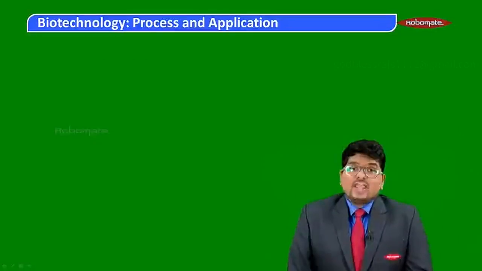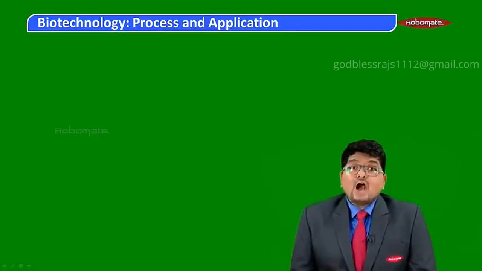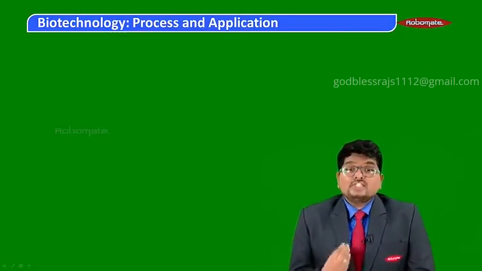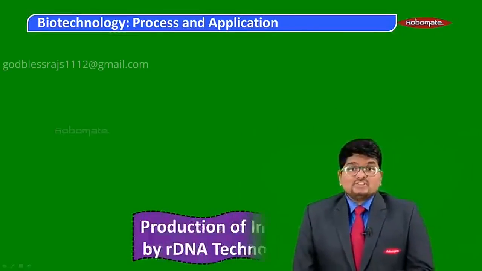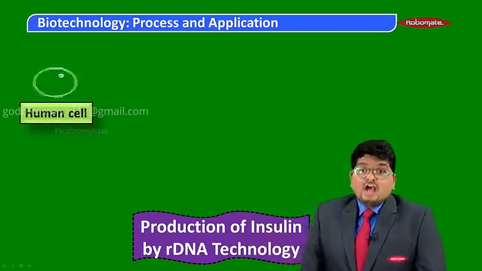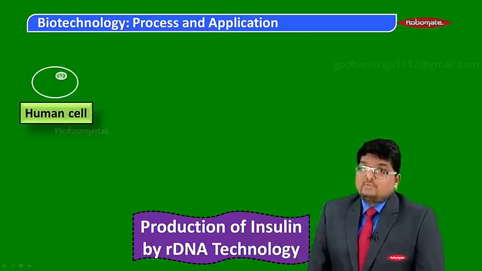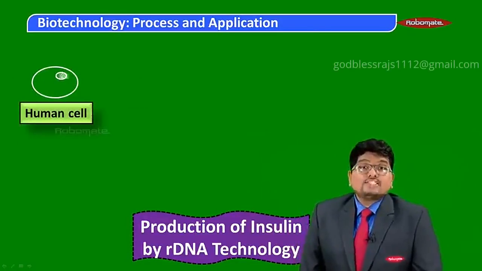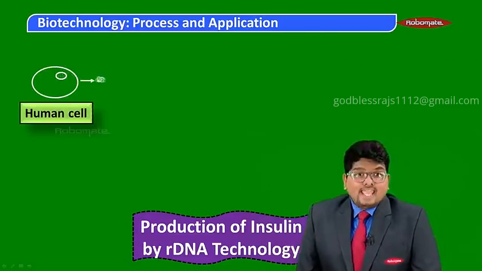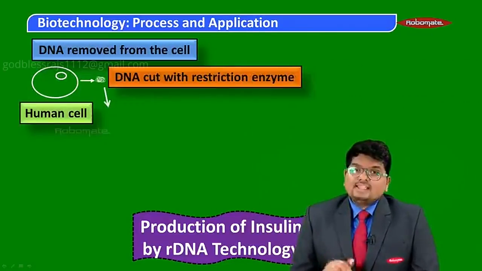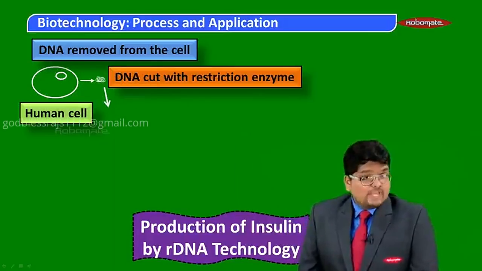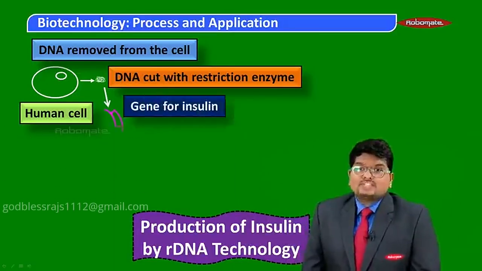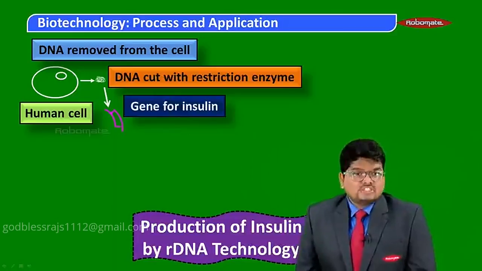Now let us move ahead and take a look at how we produce insulin with the help of rDNA technology. So here I have a human cell from which I have isolated my DNA. And what do I do? I cut this DNA with the help of a restriction enzyme. Why do I do it? I do it to isolate the gene for insulin.